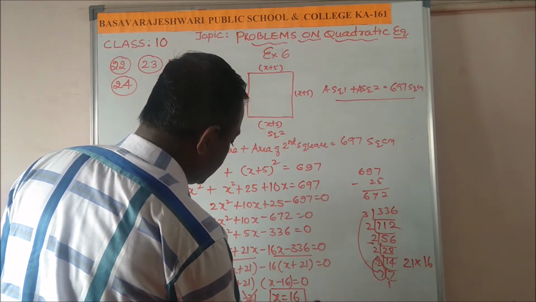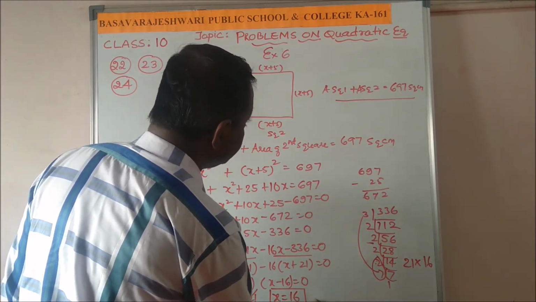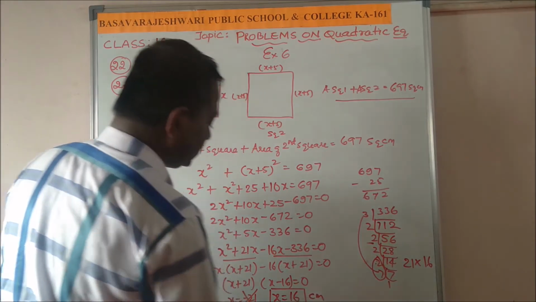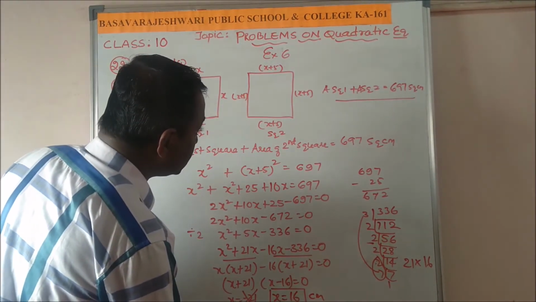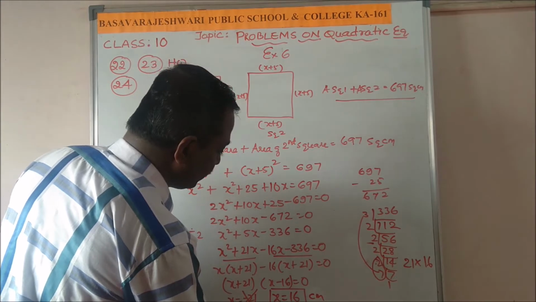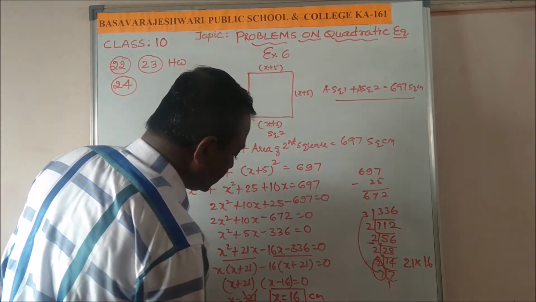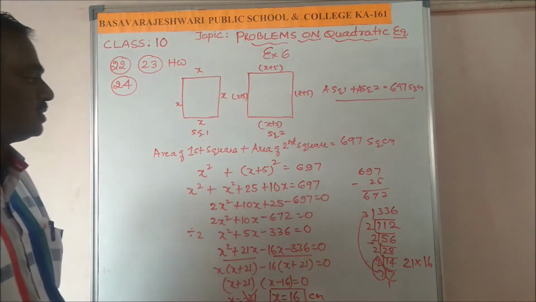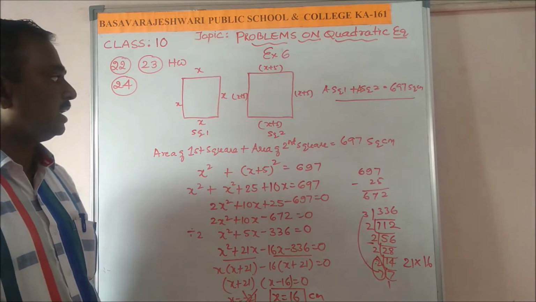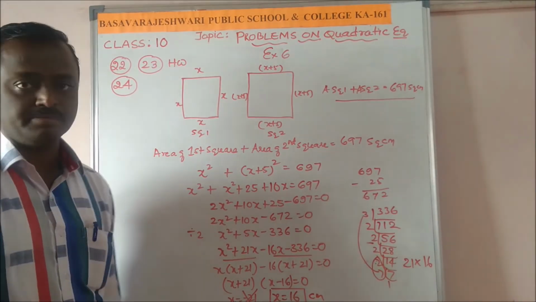So this is the side of the first square. So what is the side of the second square? x plus 5, 16 plus 5, that is equal to 21 centimeter. This is the side of the second square. So in this way we can find out the sides of the two different squares. So note down this one.